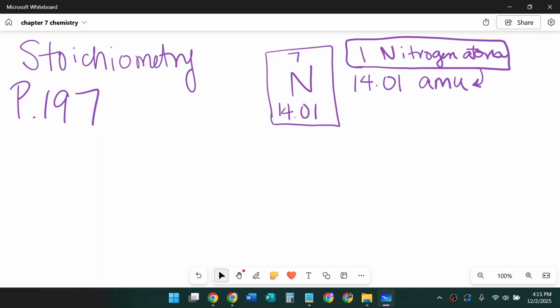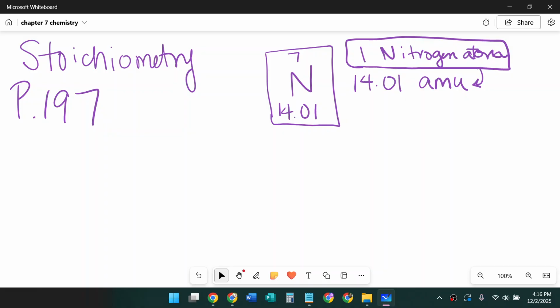That's an average. The AMU is made by pretending we can add all the nitrogen atoms in the universe, and divide by how many we added. We could add up all their different masses, divide by how many we counted, and then we would get this number. So this is just an average. An individual would have probably about 14, which means it'd have 7 protons and 7 neutrons.